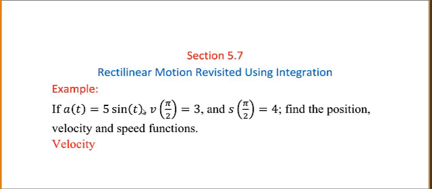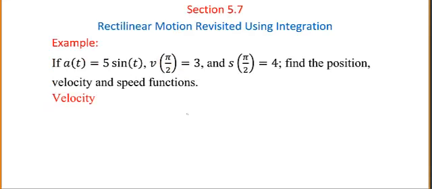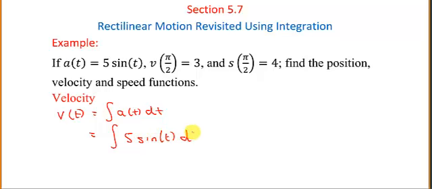Here's a second example of finding the velocity, speed, and position functions given the acceleration function and some initial conditions concerning the velocity and the position. So remember that the velocity function is an antiderivative of the acceleration function, and in this case the acceleration is 5 sine of t, so it will be the antiderivative of 5 sine of t with respect to t.